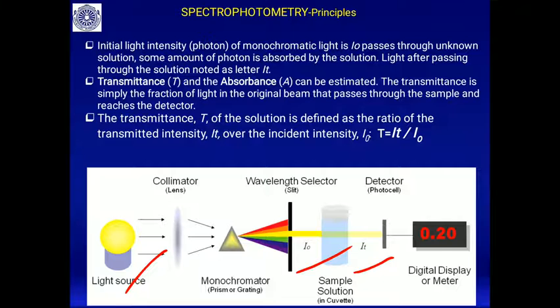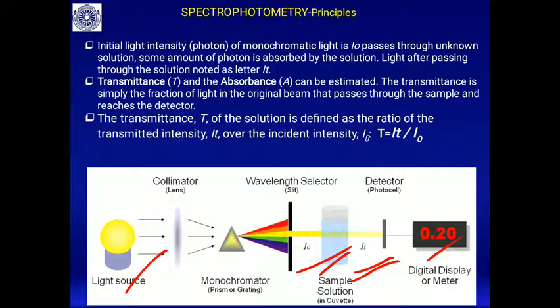It will be detected by the detector and displayed on the digital display. So the transmittance, the transmitted light passing through the solution, and the absorbance, the amount of light absorbed in the solution, can be calculated. The transmittance is simply the fraction of light in the original beam that passes through the sample and reaches the detector.